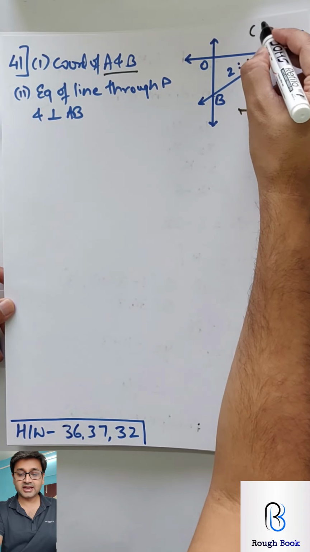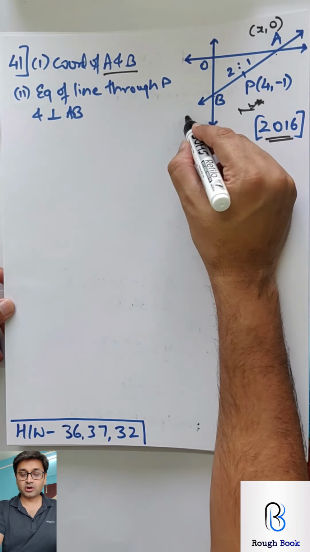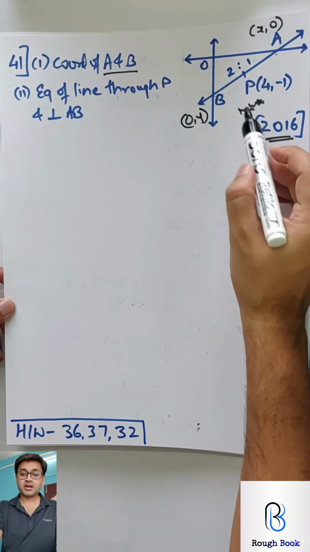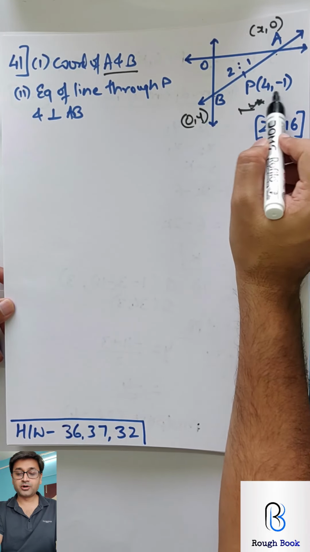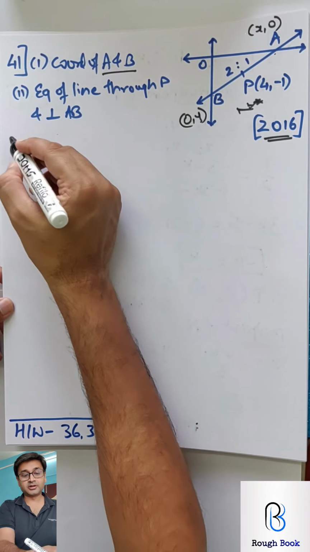A lies on the x axis, so therefore I will call it x comma 0. B will be called 0 comma y. Now that you know the ratio, can you apply the section formula? Get A and B first, and then we'll talk about the second part.